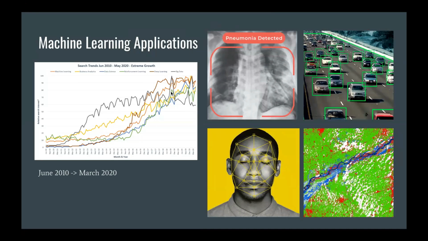So machine learning and artificial intelligence throughout the last few decades have been growing in interest. Seeing this chart, from June 10th all the way to March 2020, we see this rise of relative search interest for machine learning, data science, deep learning, and all these terms. And we also see the rise of new applications for artificial intelligence and machine learning, like object detection for traffic systems, facial recognition systems, or even medical imaging.